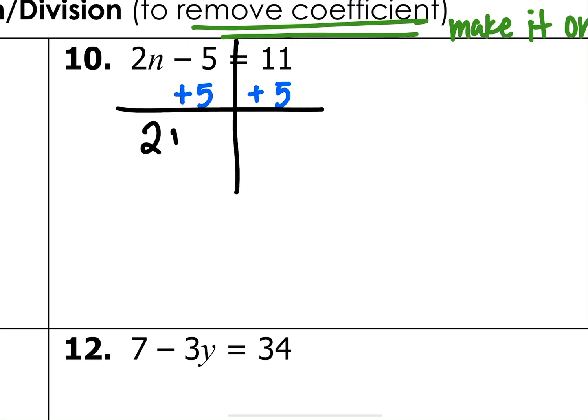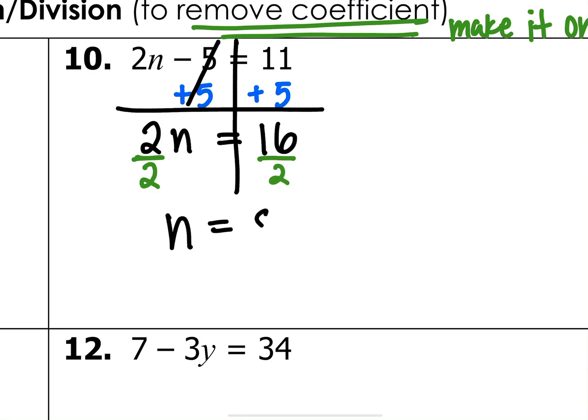So I'm left with 2n equals 16, right? That cancels and makes 0. I need this 2 to become 1, so I need to divide by 2 on each side. N equals 8.